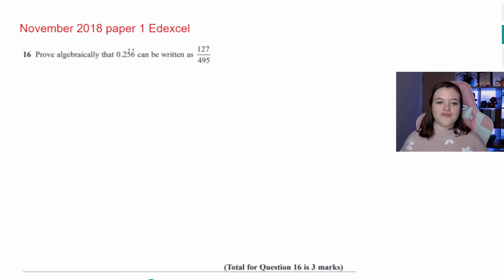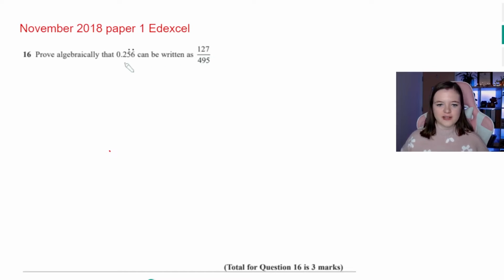Okay, this one's from the November 2018 paper 1 from Edexcel. So again, pause it, have a go, then we'll go through it together. Question 16. Prove algebraically that 0.256 recurring can be written as 127 over 495.